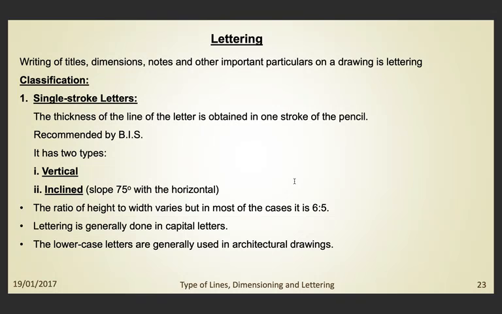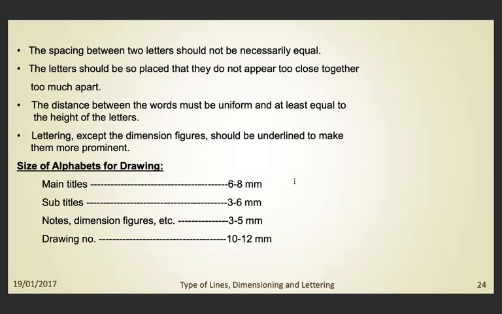Lettering is generally done in capital letters, and the lowercase letters are generally used in architectural drawings. The spacing between two letters should not necessarily be equal. The letters should be placed so that they do not appear too close together or too far apart. They should not be either too dense or too spacious. The distance between the words must be uniform and at least equal to the height of the letters.